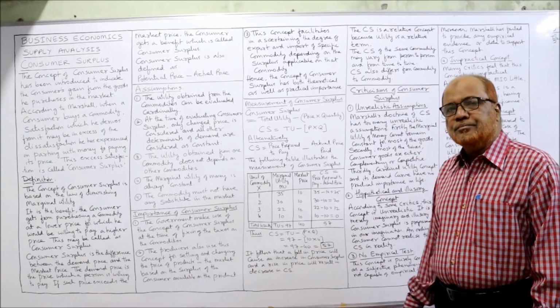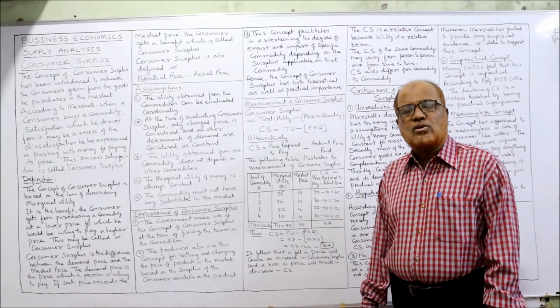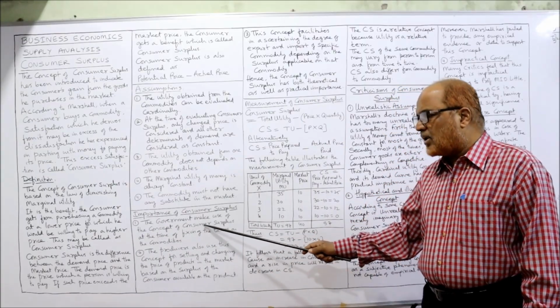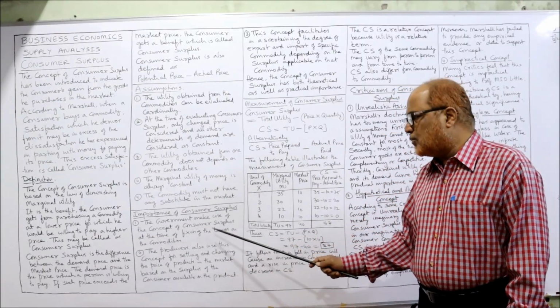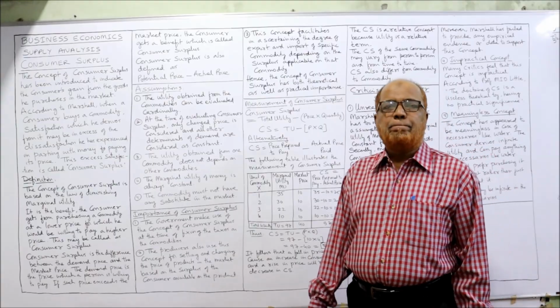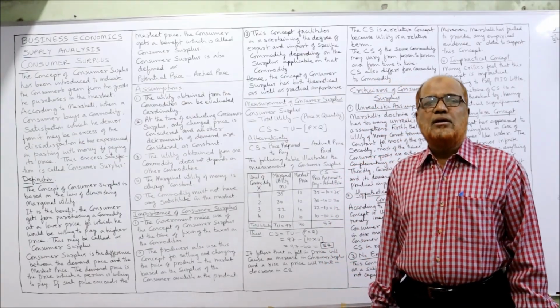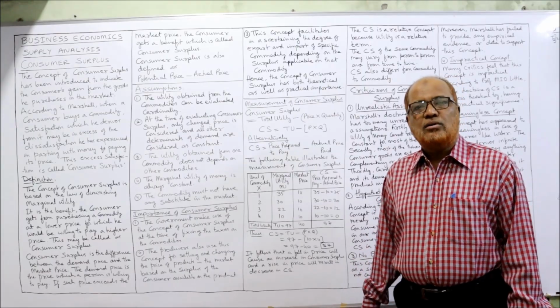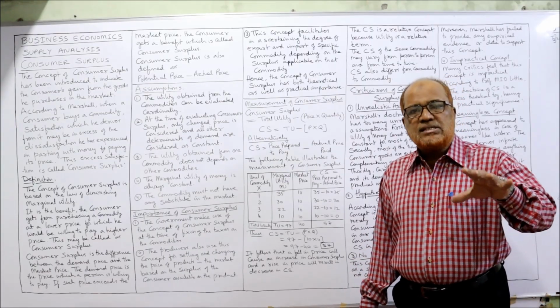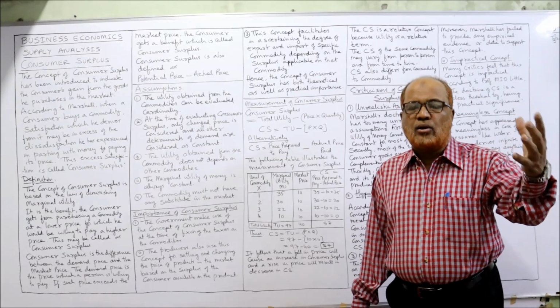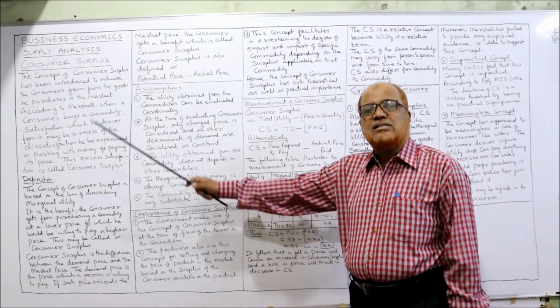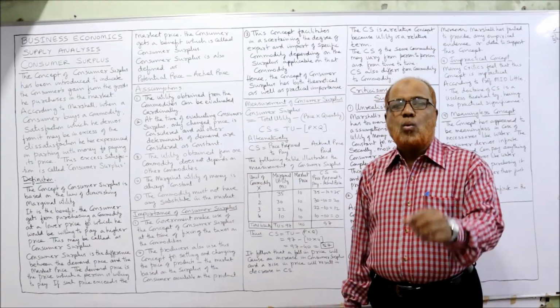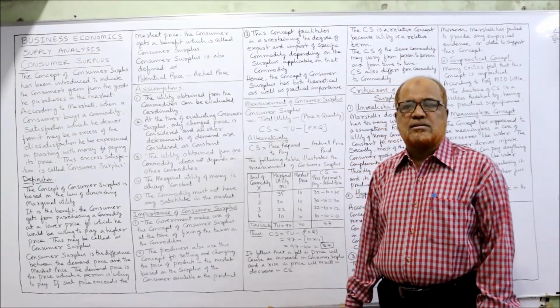Now, importance. What is the importance of this concept? So first of all, the government makes use of the concept of consumer surplus at the time of fixing taxes on commodities. So we have indirect taxes like VAT, GST, etc. These indirect taxes will be applied on commodities. The government will consider this consumer surplus while fixing the tax rates.